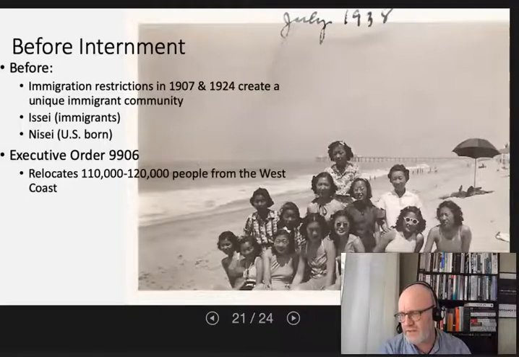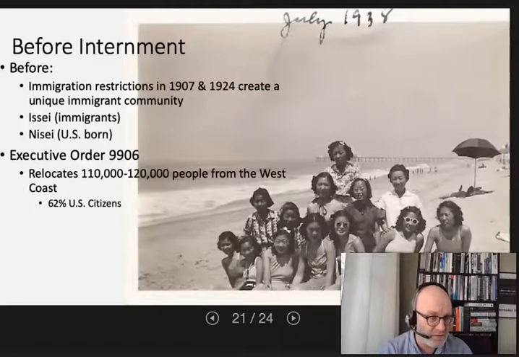Executive Order 9906 is the order that relocates 120,000 Japanese living along the West Coast, right?